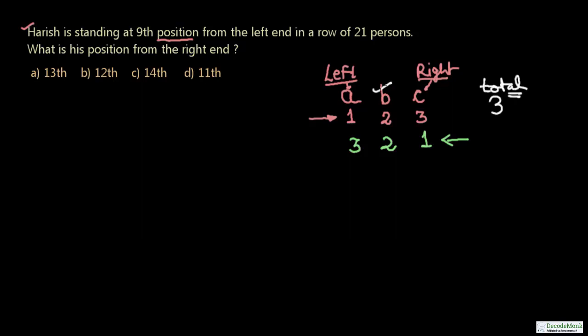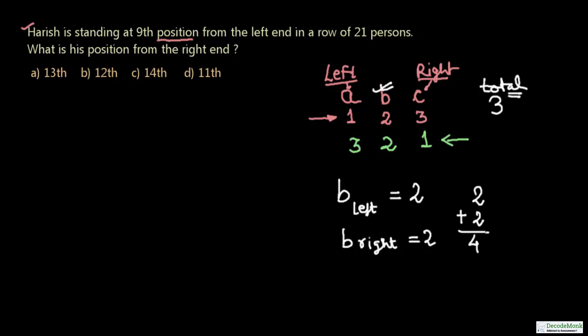What is the position of B? Position of B from left is 2. Position of B from right is 2, and if we add these two positions, position from right and position from left, we will get 4. And you can see that this 4 is equal to the total number of persons, which is 3, plus 1. So this is one thing we have deduced.